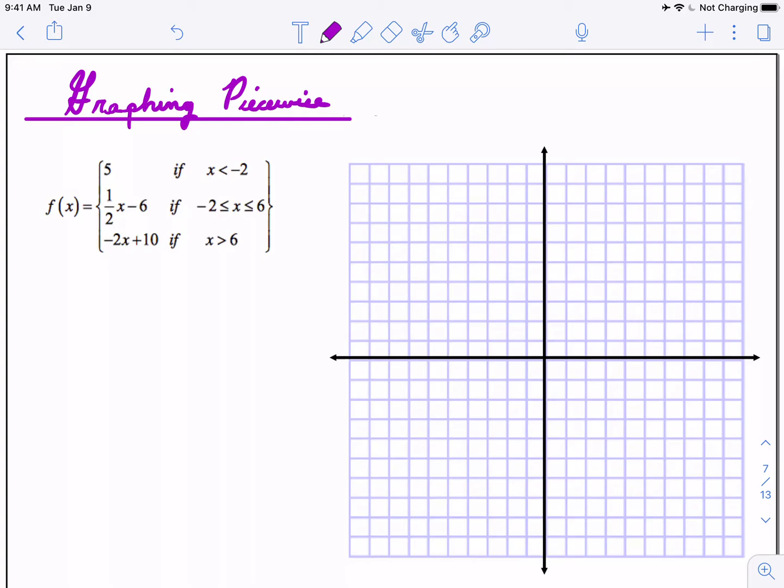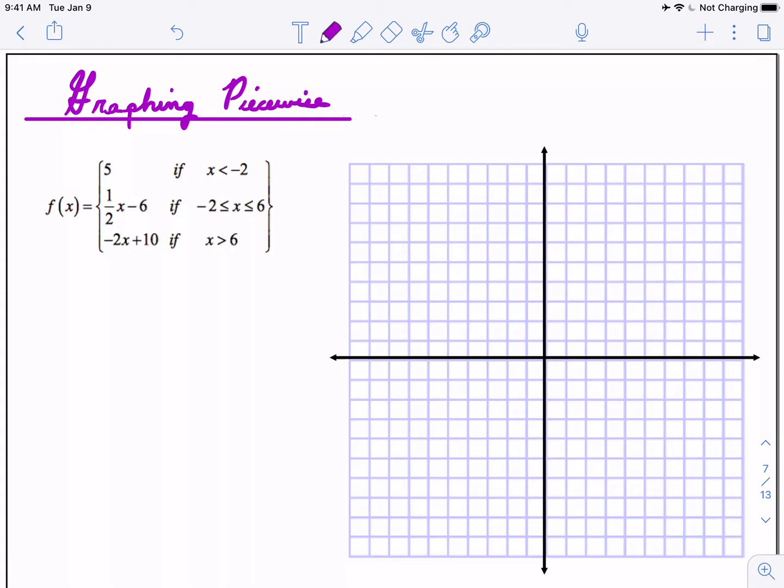So in this case we're given three actual functions, or three separate rules let's call them, that compose f of x. We have 5, just the horizontal line where the output y is always equal to 5. We have the rule half x minus 6, and we have the rule negative 2x plus 10. Now remember, on the right-hand side are the given intervals. This is basically saying where each of these three rules is defined, or where each of these three rules actually works.